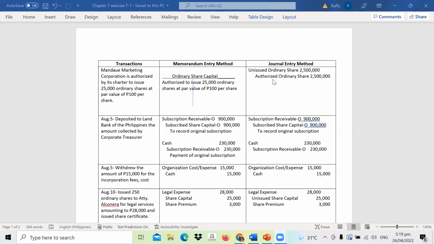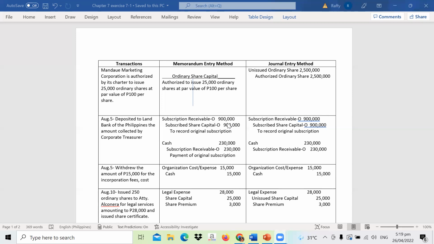You will debit an issued ordinary share 2,500,000, and then credit authorized ordinary share 2,500,000. Okay. Next transaction is August 5. Okay, the payment or the subscription payment has been deposited to Land Bank of the Philippines. So as you can see, you will have the same entry.